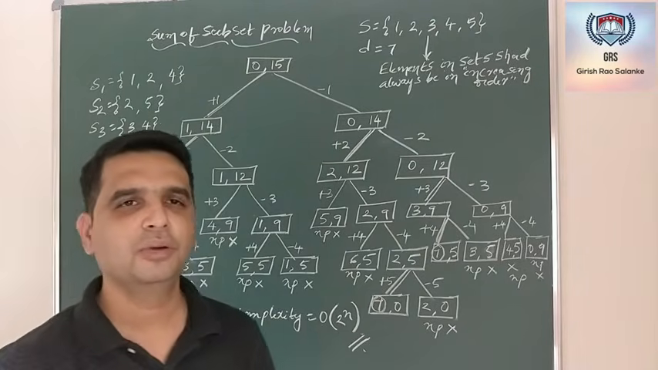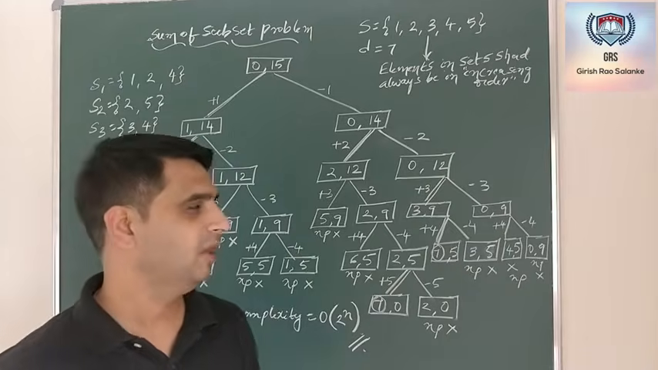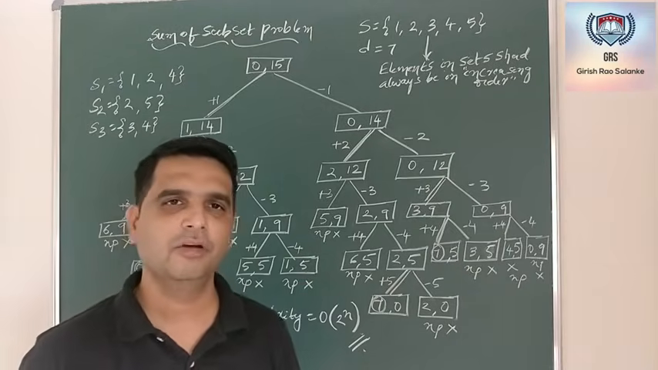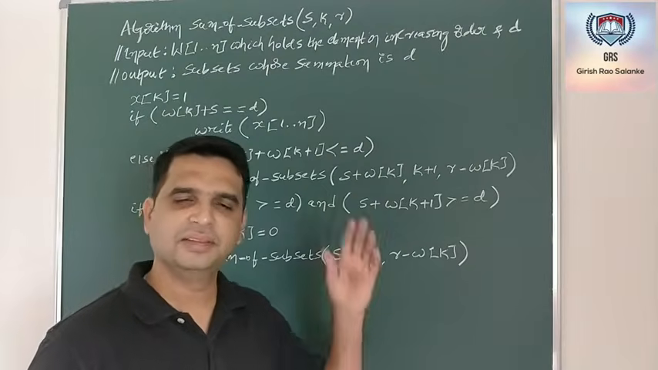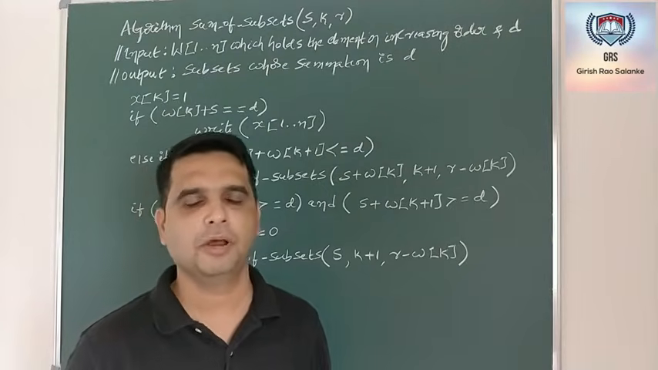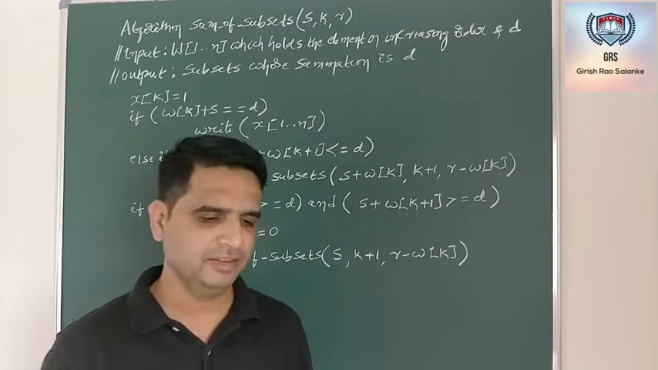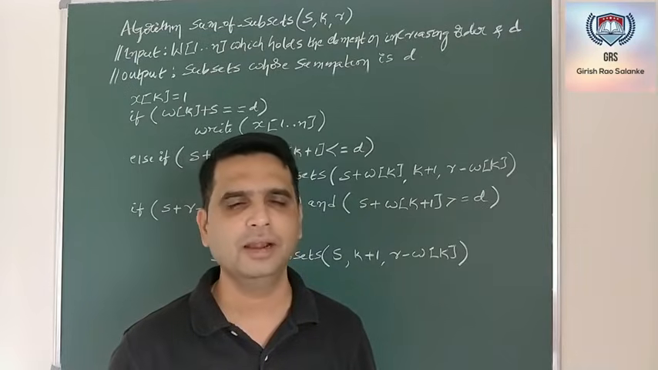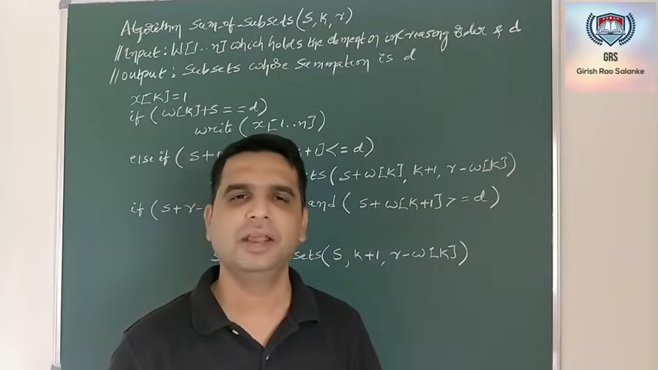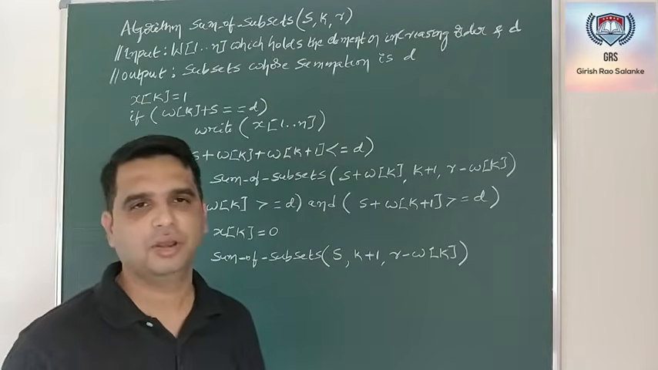This was about how to trace the sum of subset problem with the help of the state space tree. Now we'll move on to the algorithm of the state space tree using backtracking. This is the algorithm to perform the sum of subset problem using backtracking. One more thing about backtracking is generally whenever we try to solve a problem with the help of the backtracking method, the algorithm will be recursive in nature. Even in this, you'll find that the algorithm is recursive in nature.